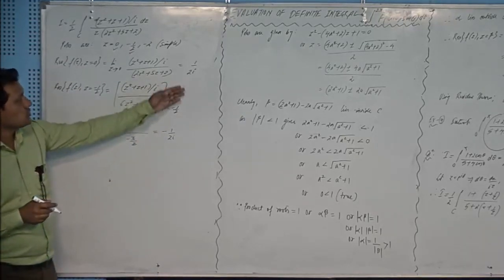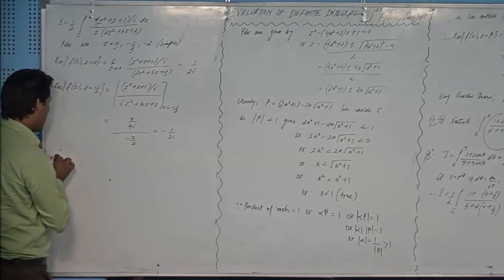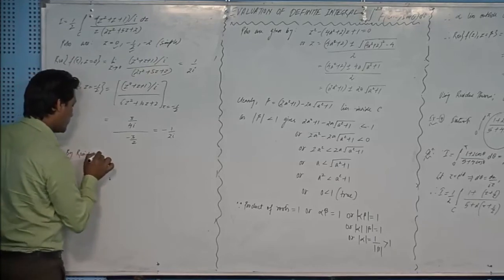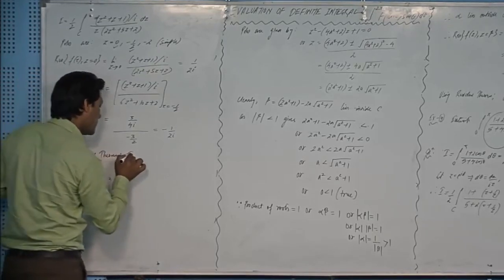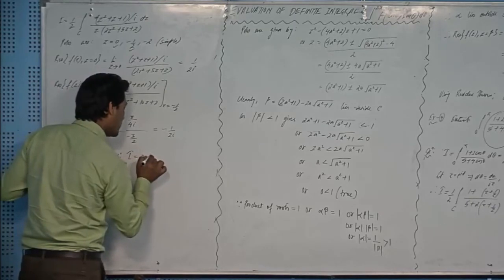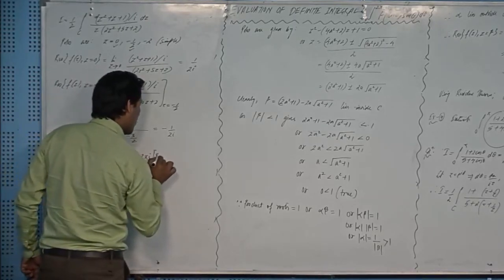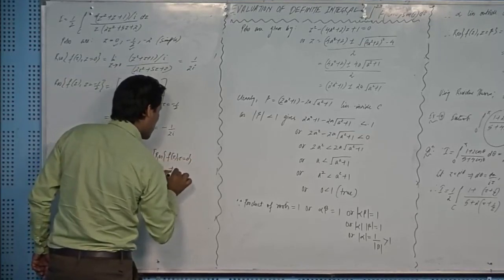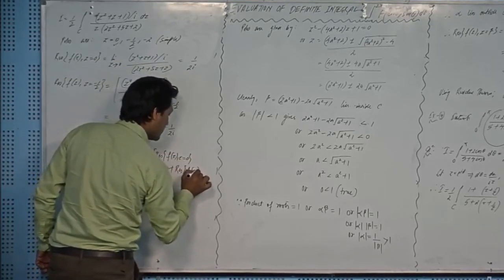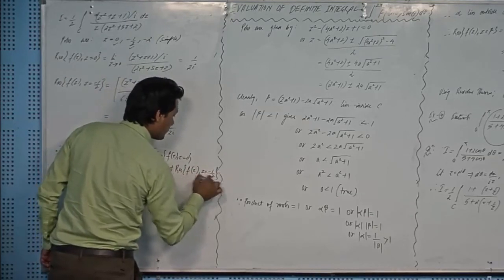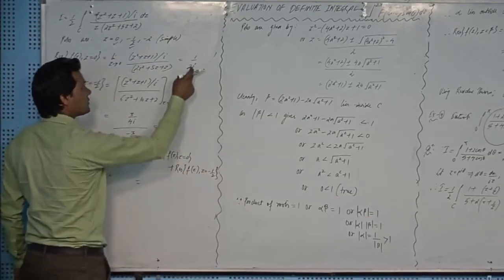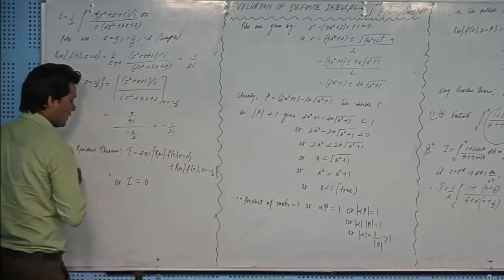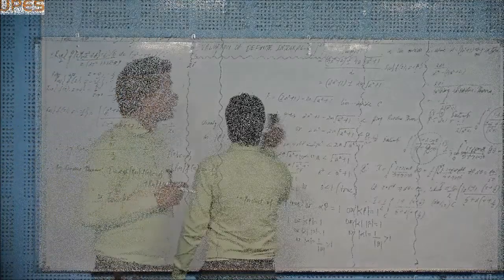They are opposite in sign, so finally I will get 0 as the answer. Therefore, by the residue theorem, I equals 2 pi iota multiplied by the sum of residues. This time I have two residues, one at z equal to 0 and the other at z equal to minus half. Adding these I get 0, so this is the value of the integral.